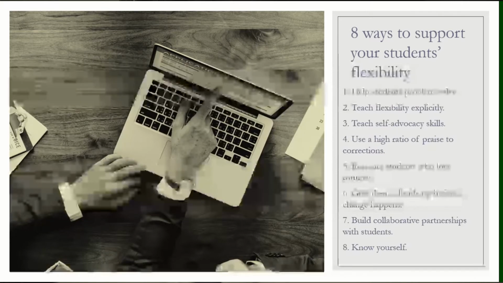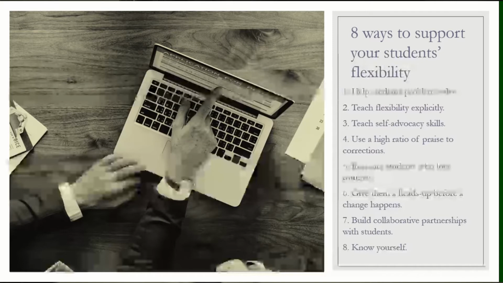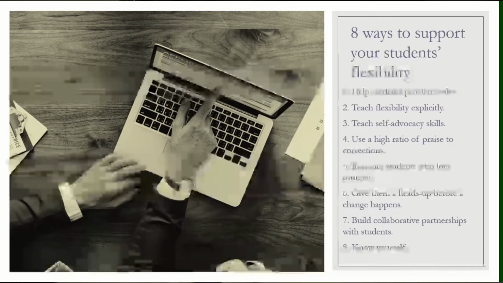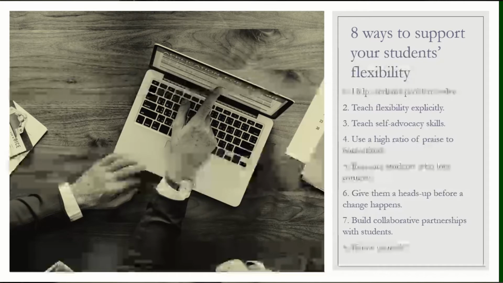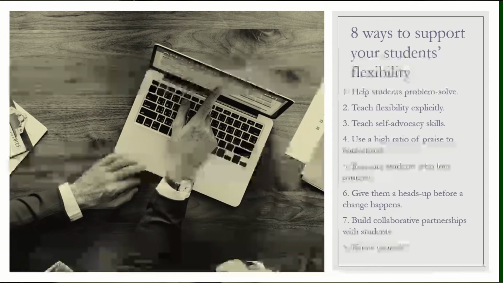Number 4 is use a high ratio of praise to corrections. Aim for 4 praises for every 1 correction. This is a key component of a flexible, supportive classroom culture. Students supported through positive words and actions perform better than students who experience a steady stream of consequences and corrections.